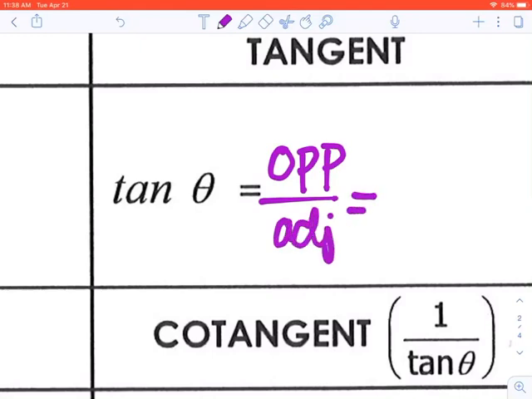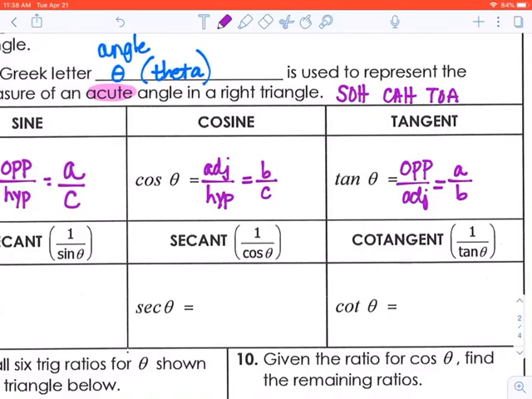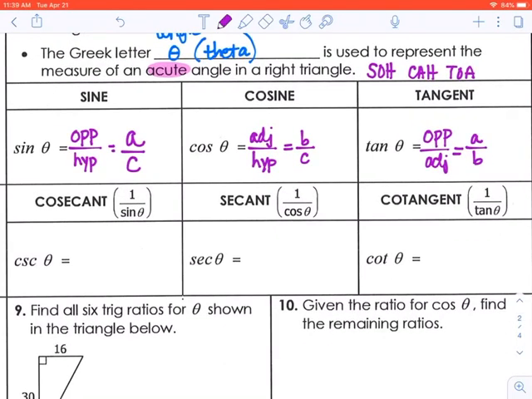Okay, and in the right triangle we were discussing, the opposite is A and the adjacent is B. And so in that right triangle, the trig ratio of tan theta is A over B. Hopefully you remember that, SOHCAHTOA. Write it down if you need to, as many times as you need to when you're doing the homework. Now you learned that in geometry.